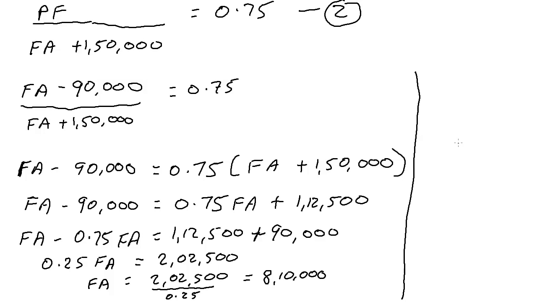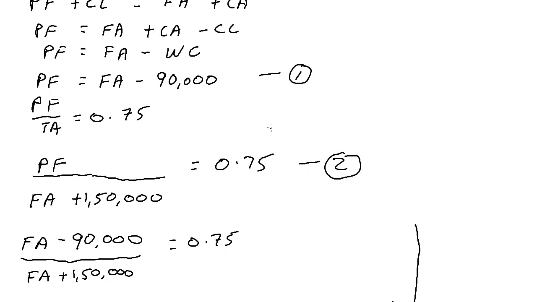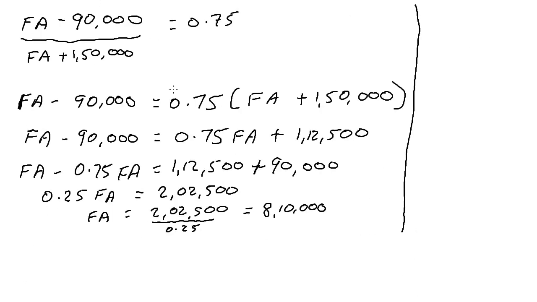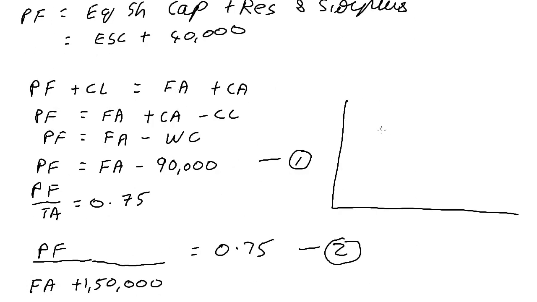Alright, so we've been able to calculate fixed assets. Now we can calculate proprietor's fund, making use of any of these formulae. I'm going to make use of this one, the first one, which would make life easy. I'm just going to make some space over here. If I know that proprietor's fund is equal to fixed assets minus 90,000 and that my fixed assets is 8,10,000.